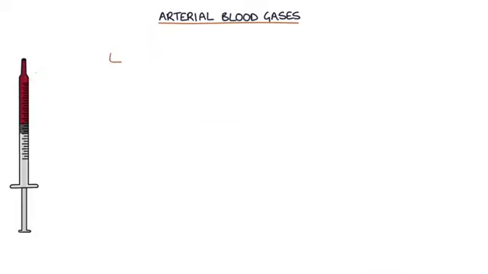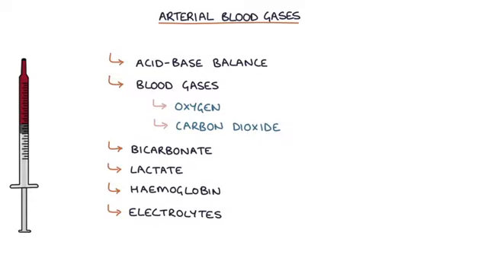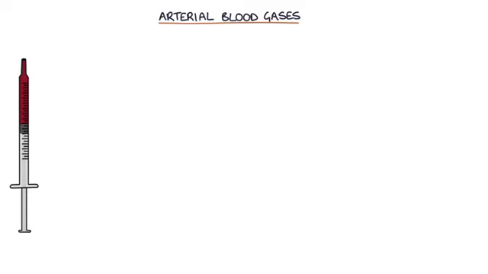ABGs give useful information about the acid-base balance, the blood gases, for example the oxygen and carbon dioxide in the blood, the bicarbonate, the lactate, the hemoglobin, and the electrolytes. Let's go through some basic normal values.